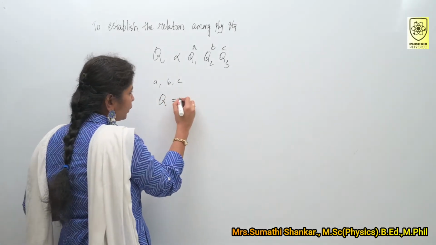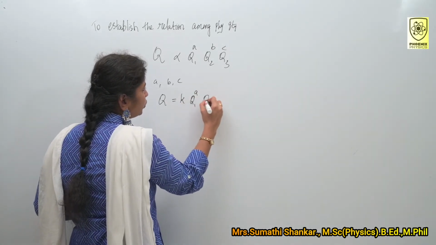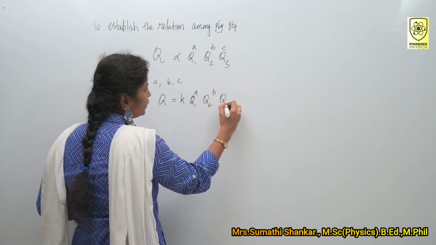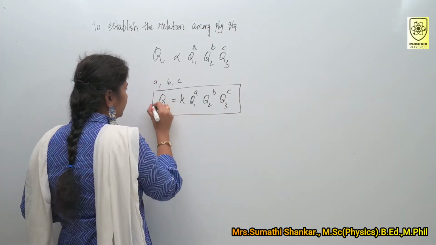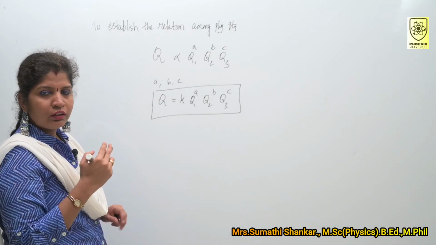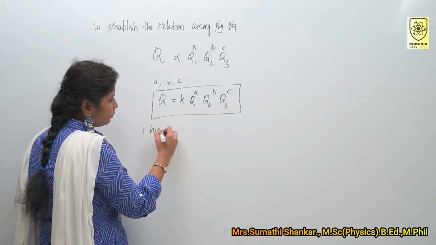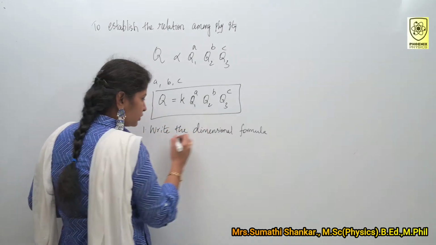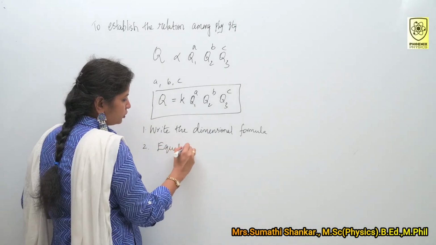So Q is equal to K into Q1 power A, Q2 power B and Q3 power C. This is the general expression. Here there are two steps to write this application. First one is write the dimensional formula. Second step, equate the powers of dimension.